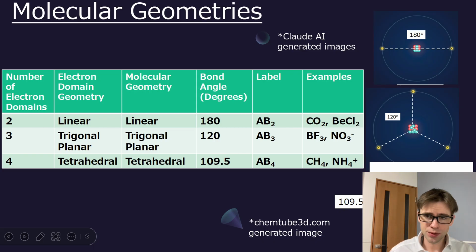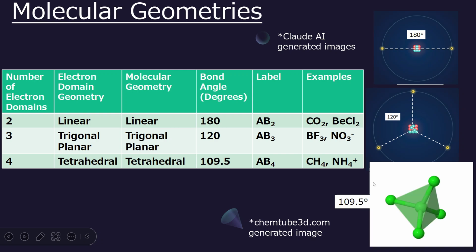If we have 3 domains, we have trigonal planar, bond angle 120. The label for that is AB3, 1 central atom A, and 3 bonding domains, B3. Examples of this: boron trifluoride, BF3, or nitrate, NO3- polyatomic ion.